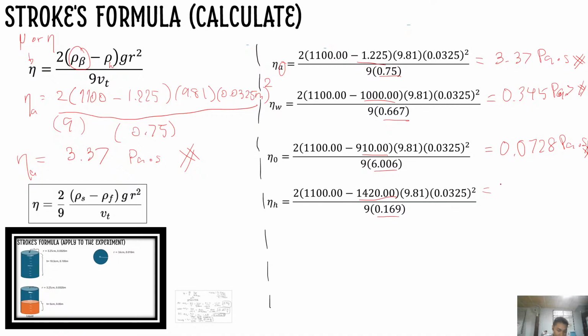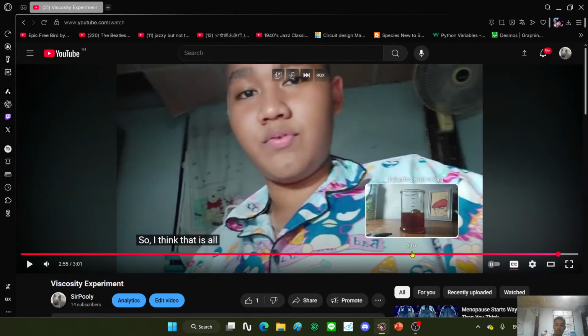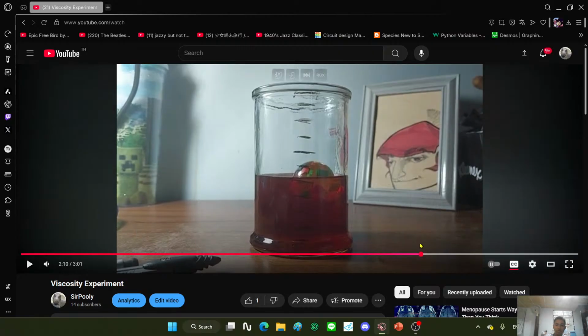This is for honey. This one we get around negative 36 per second. You see here, this is negative. Why is it negative? If you look back in the video, we're going to see that the honey is floating.